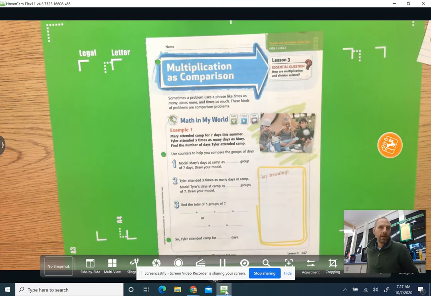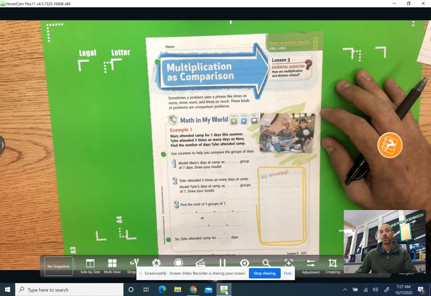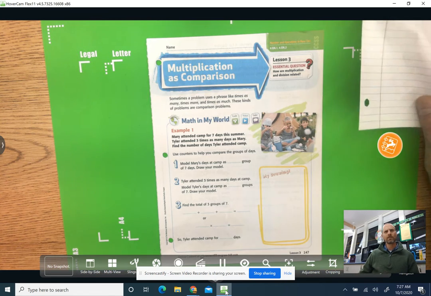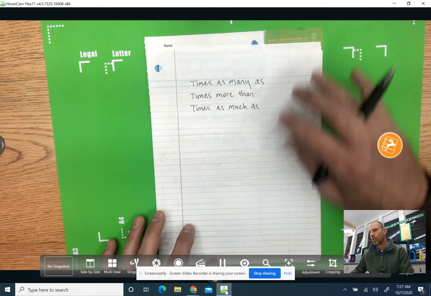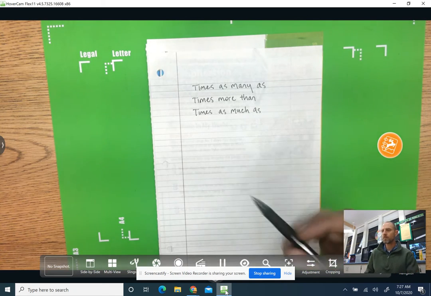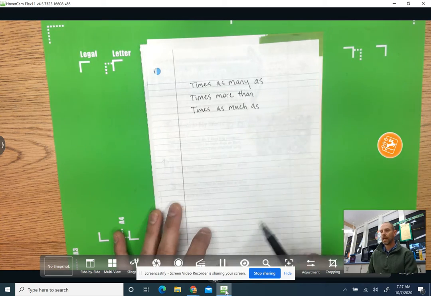Multiplication as comparison. This is chapter 3, lesson 3, and we are looking at examples of how we use multiplication to compare. For example, we can compare how much we have compared to somebody else. And there's certain language that you're going to hear when you are reading these kinds of problems: times as many as, times more than, times as much as.